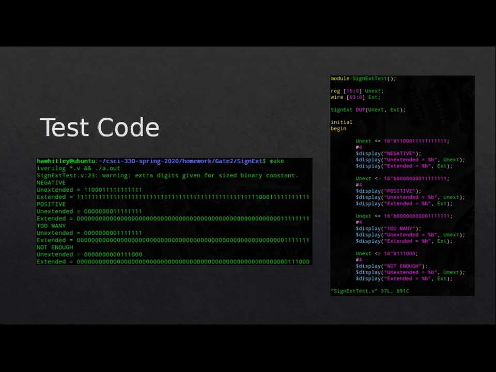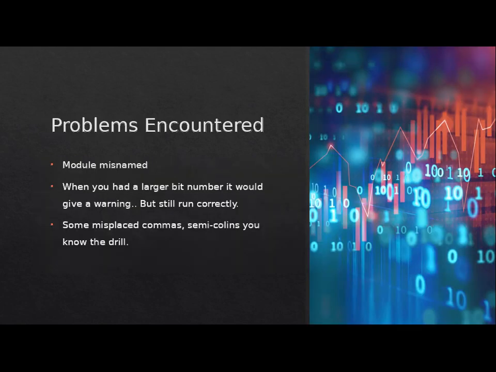So the test cases: there are 4 test cases. One where the number was negative and it put 1s in front of all of the numbers. One where it was positive, it put the 0s in front of everything. And 2 cases where it was too many bits or not enough bits. Problems we encountered: the modules were misnamed, and when we entered a larger bit number, it issued a warning, but it still ran correctly. Also missing commas, semicolons, all that fun stuff.